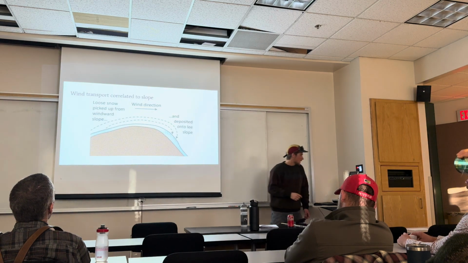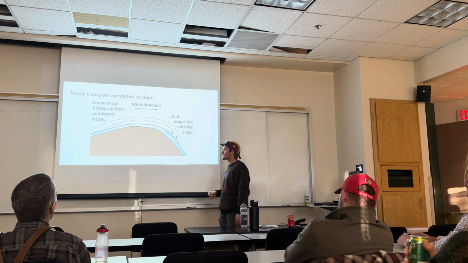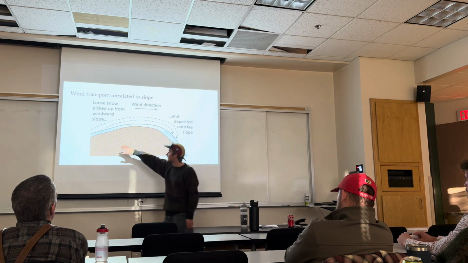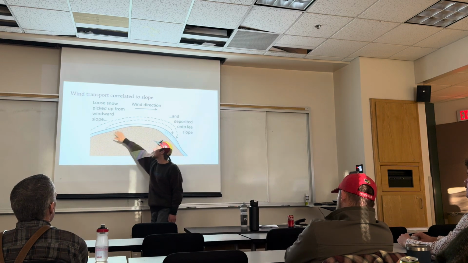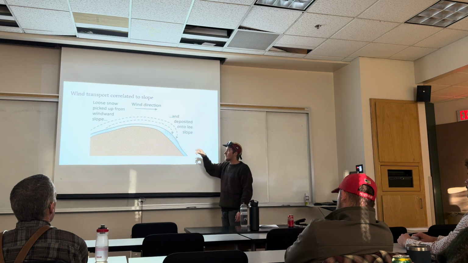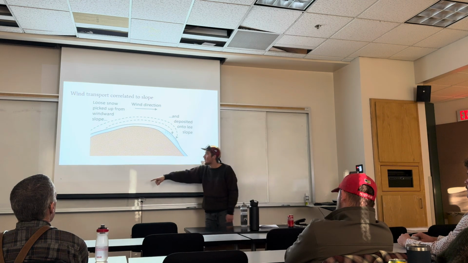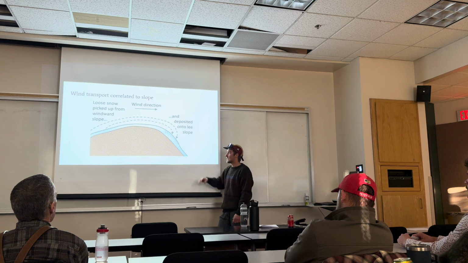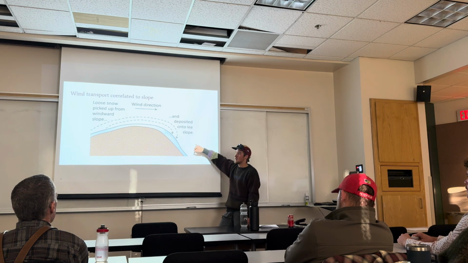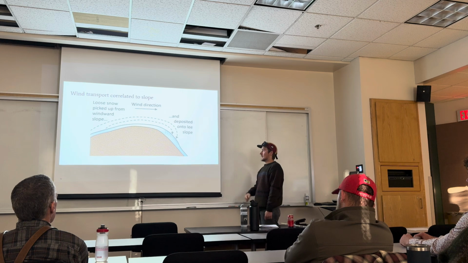But if you look at wind transport over a slope, wind will pick up snow and move it from one side to the other. And this is the windward side and the leeward side. What happens if you do this over a long enough period of time and in cold enough climates is that you have snow accumulate on the depositional side, which will then cause glaciers and erosion and oversteepening.